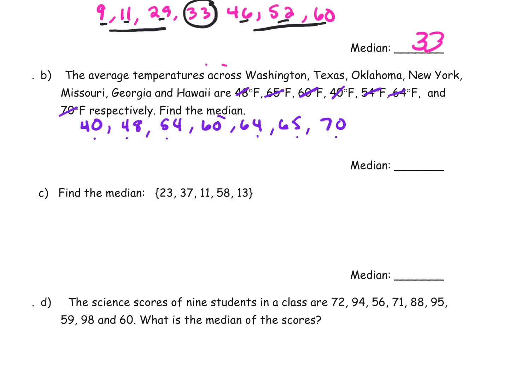So the middle number is 60. Let's be sure: 3 numbers on one side and 3 numbers on the other. The median divides the data into two equal parts on either side of it. So the median is 60 degrees.